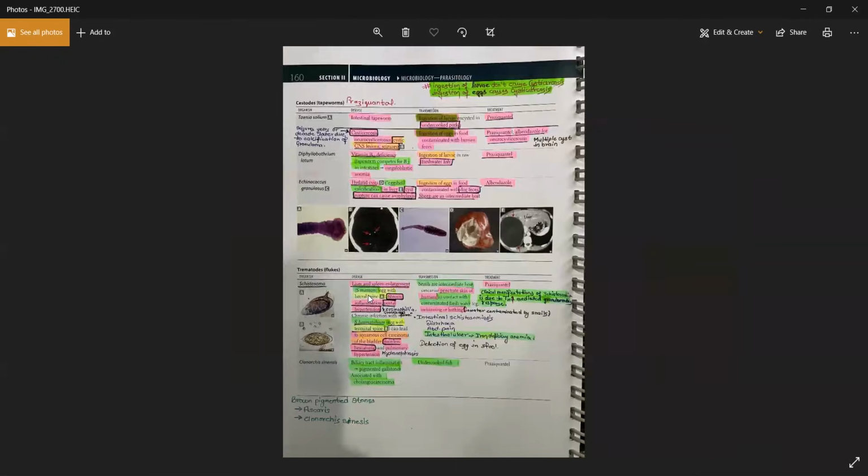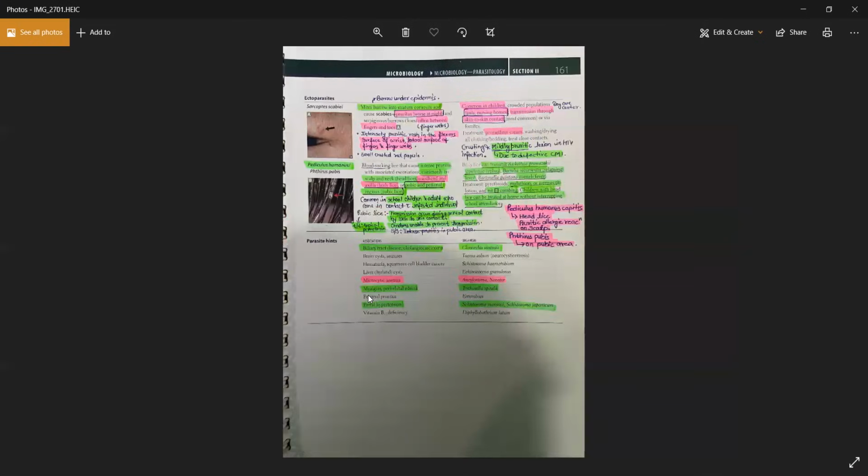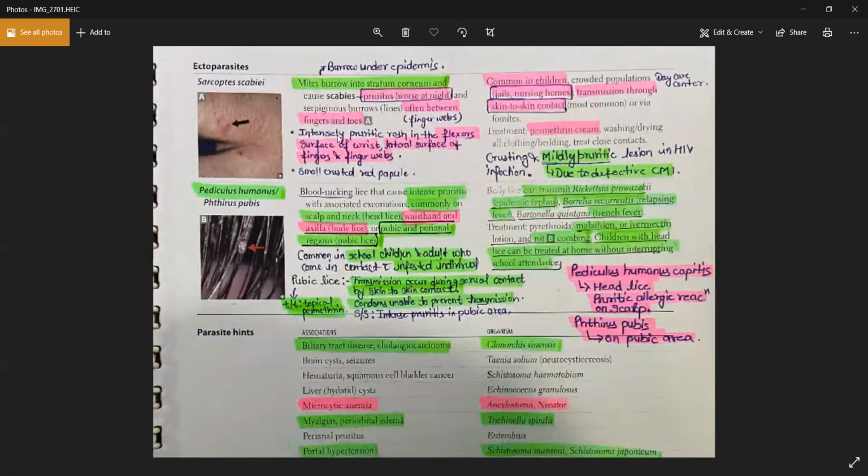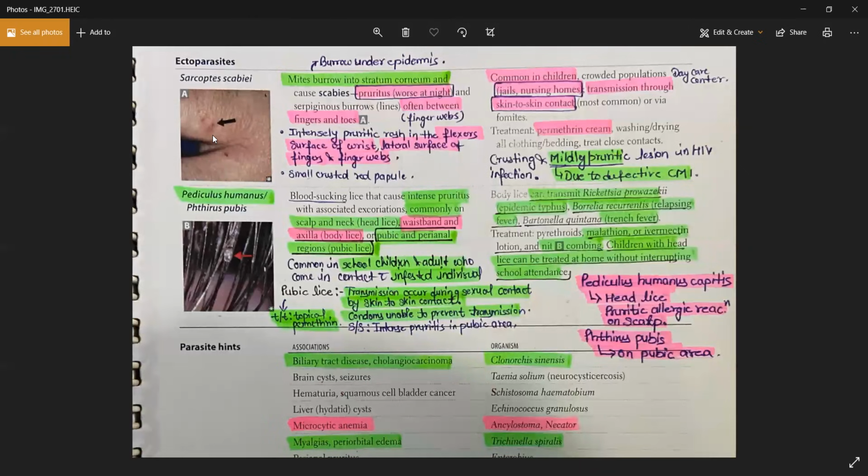Diphyllobothrium, that causes the vitamin B12 deficiency megaloblastic anemia. Then comes ectoparasites, the Sarcoptes scabiei, and you need to know that these organisms actually make burrows in the stratum corneum, and they will lay down their eggs here. And it is because of the eggs that the inflammation occurs, and because of the inflammation you get the pruritus. Okay, so in case of HIV or any immunodeficient patient, you won't get the pruritus. Very important that it is the inflammation which is causing the pruritus.